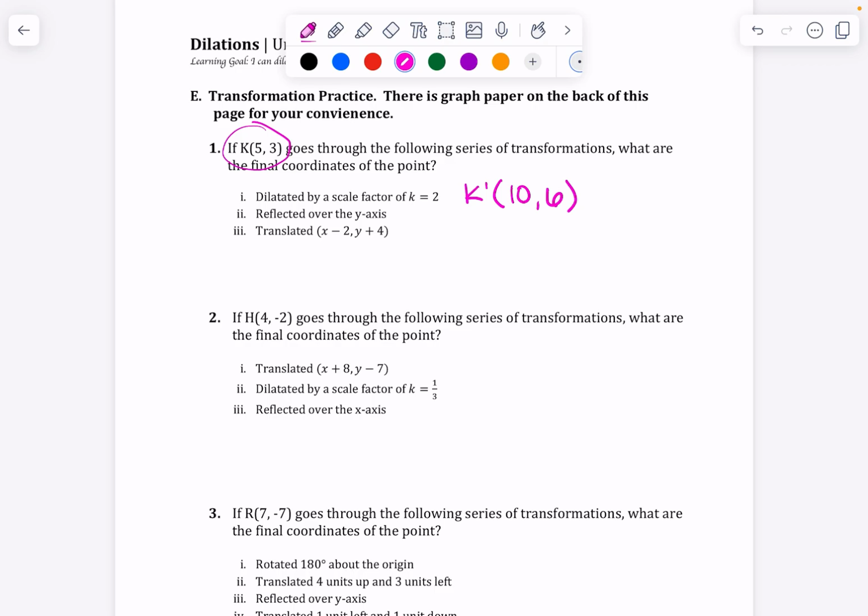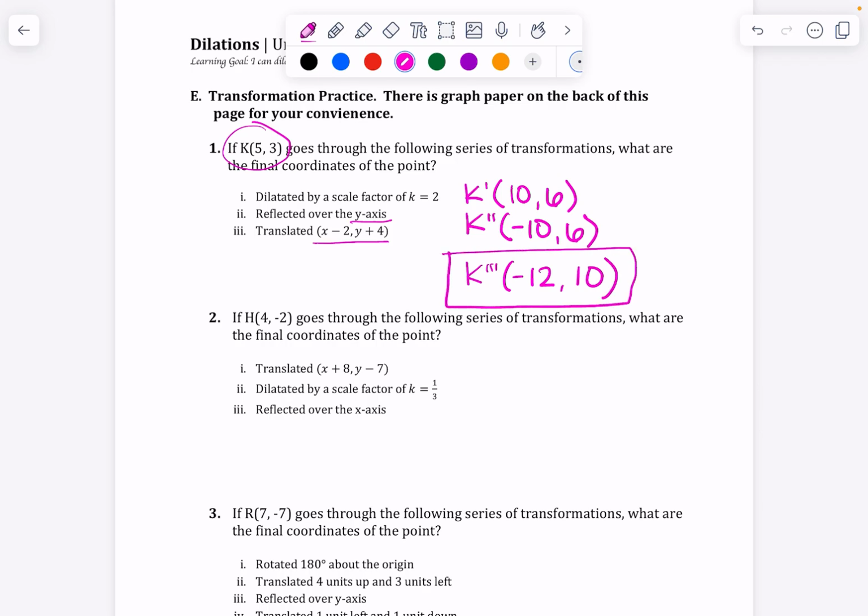When you reflect it over the y-axis, that means that the y stays the same and the x changes to the opposite, so that would make it -10,6. And then if I translate it 2 to the left and 4 up, that means I'm going to subtract 2 from the -10, so -12, and add 4 to the y, so that's 10. So my final point is -12, 10.